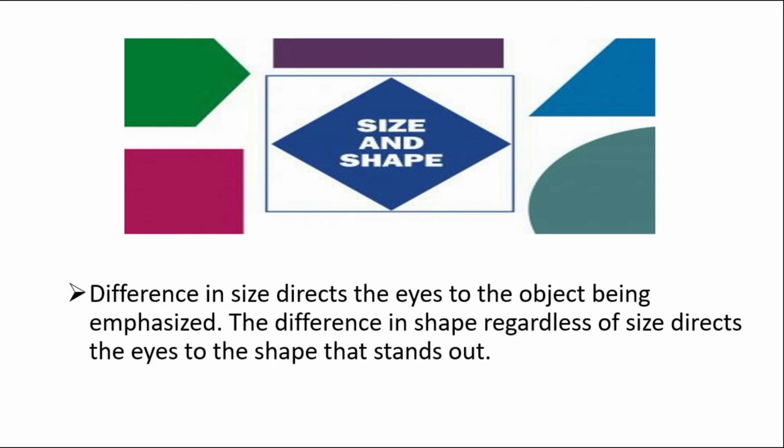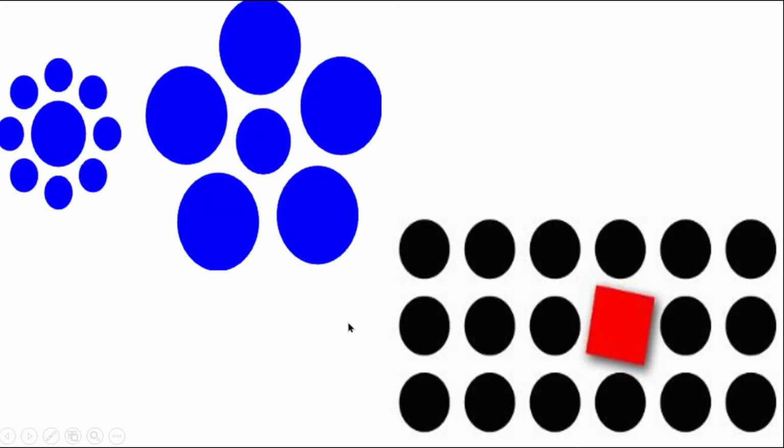The next one is size and shape. Contrast in shape and size can be easily identified. Difference in size directs the eyes to the object being emphasized. The difference in shape, regardless of size, directs the eyes to the shape that stands out. For example, with this circle, we have the same shape but different sizes. And in the other, we have circles but one different shape, which is a square.